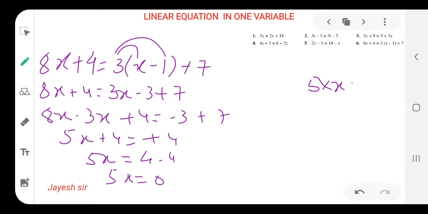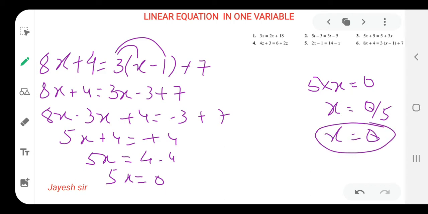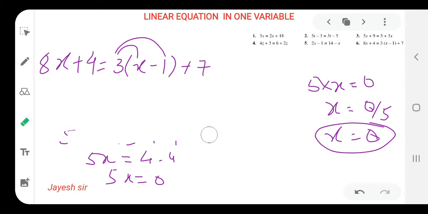To find x, 5 is in multiplication over here. So 5 after going to the denominator, 0 over 5 will become 0 only. So it does not change. So our answer is 0, as we all know. Yes friends, now we'll put the value of x as 0 in our question and check whether we have found the answer correctly or not.